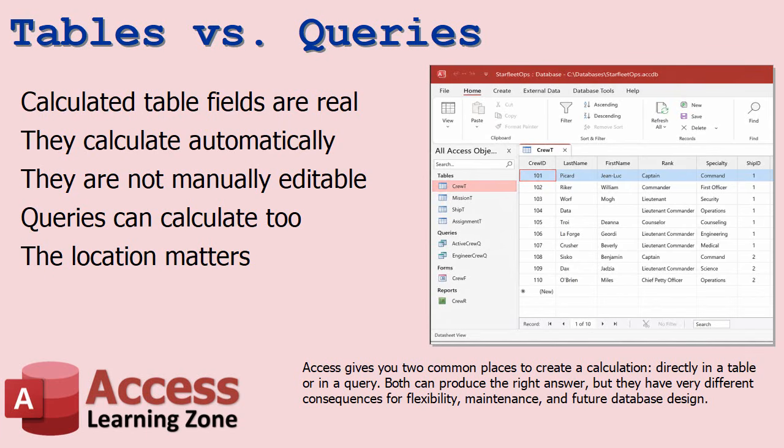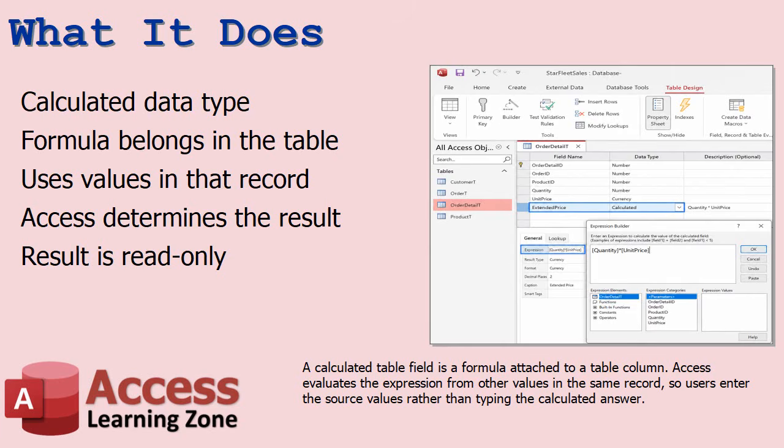Now my general philosophy is very simple. Tables are for storing data. Queries are for calculating, filtering, sorting, and combining that data. Now, let's all make sure we're on the same page here. A calculated table field is a field whose data type is literally calculated. Instead of entering a normal value into that field, you provide an expression, which is just Access speak for a formula. So in the order detail table, you might have quantity, unit price, and extended price.